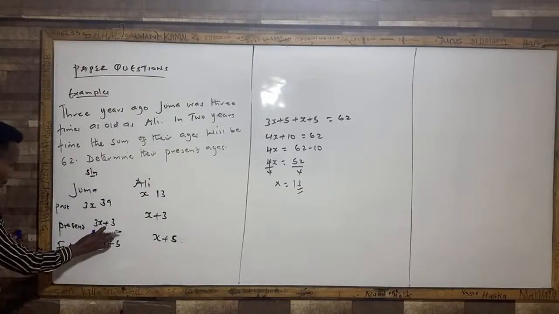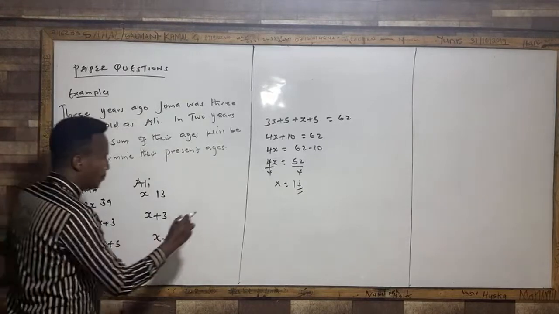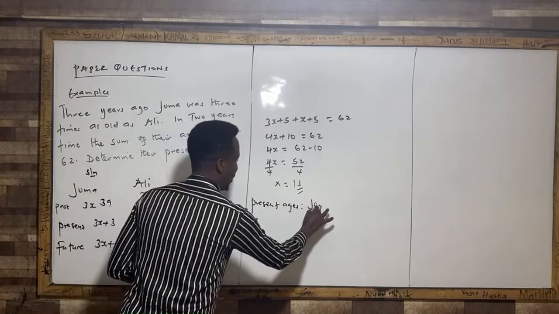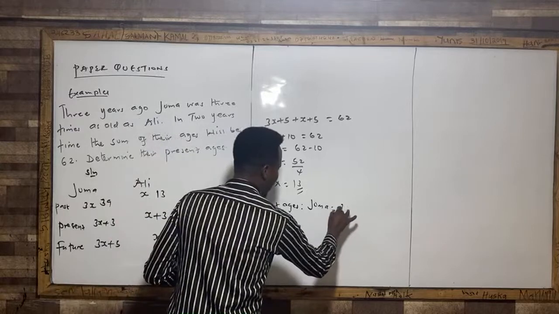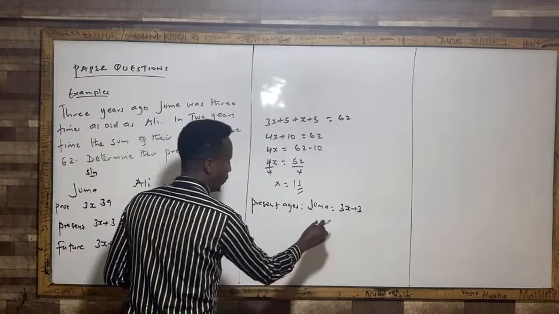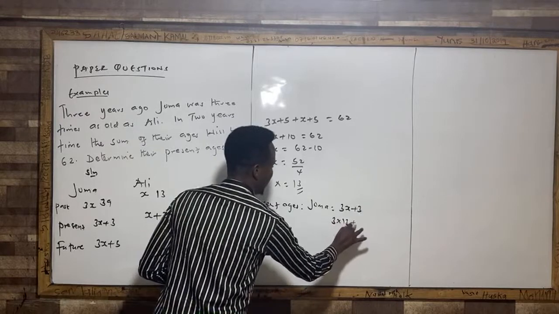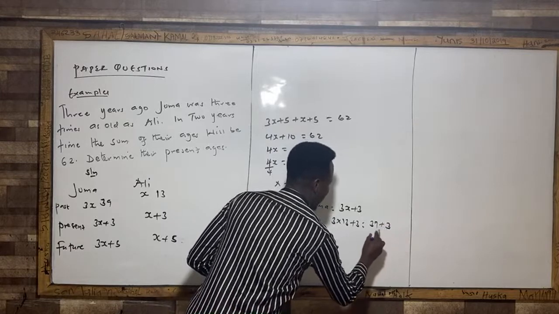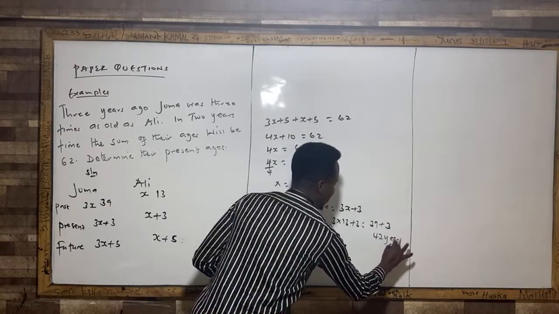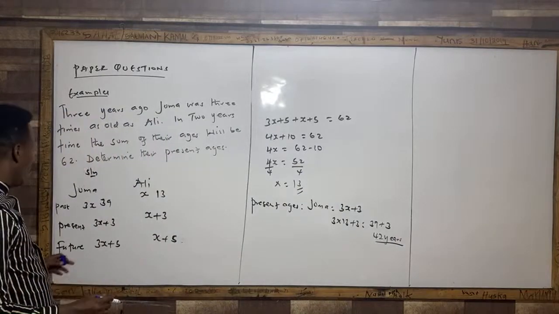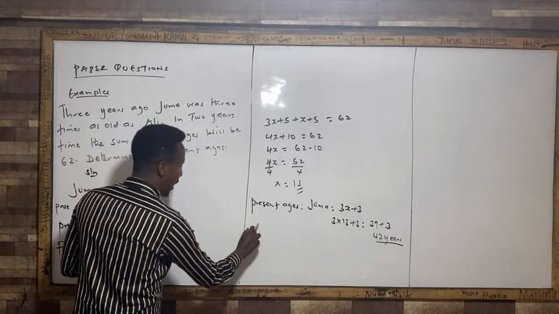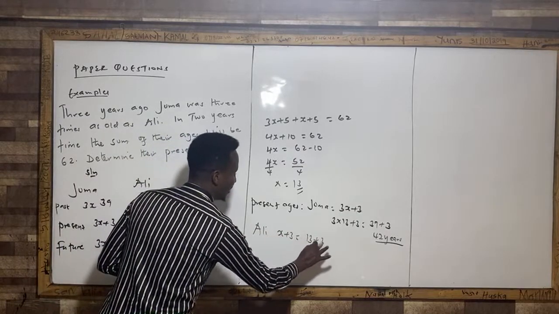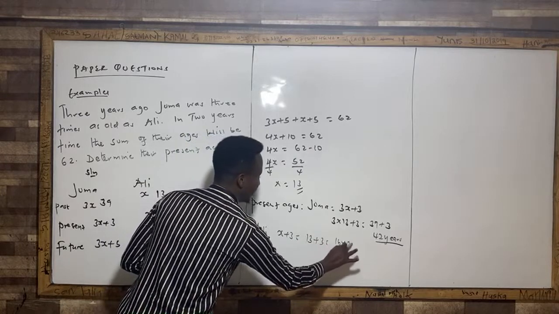So I will come here. This is the present age, okay? For now, present age. Juma is 3x plus 3, which is now 3 times x, which is 13, plus 3. So it will give me 39 plus 3. Okay, that is for Juma. What about this guy? Come to the present. Now, Ali is x plus 3, which is 13 plus 3. So that is 16 years.